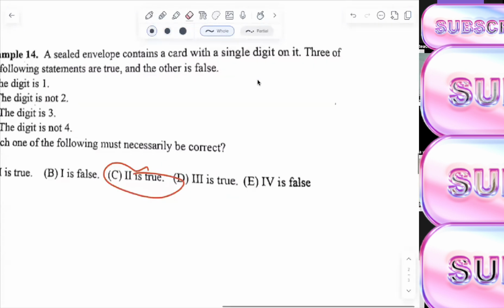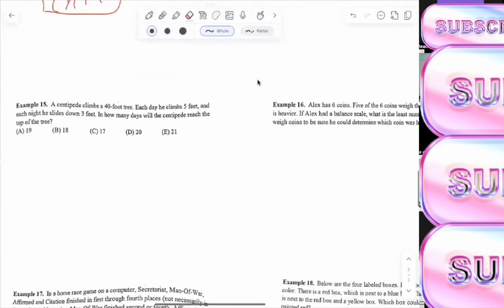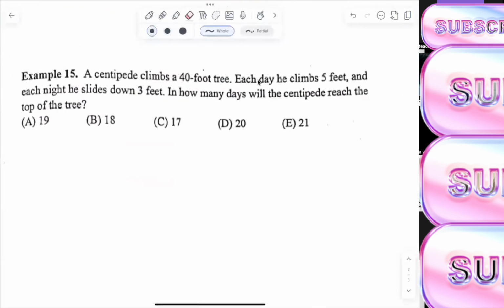So let's move on to problem 15. It's basically the exact same method. This one really should be quite easy now these days. So now I'll let you guys have a try, and I'll give you like 2 minutes to solve this.